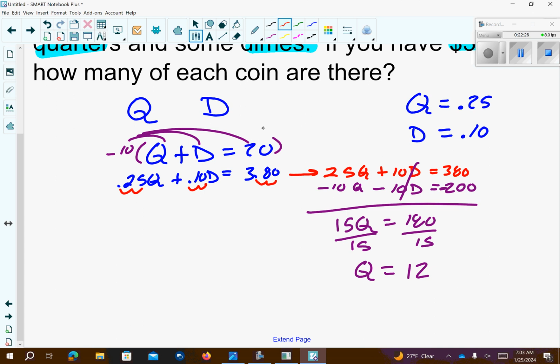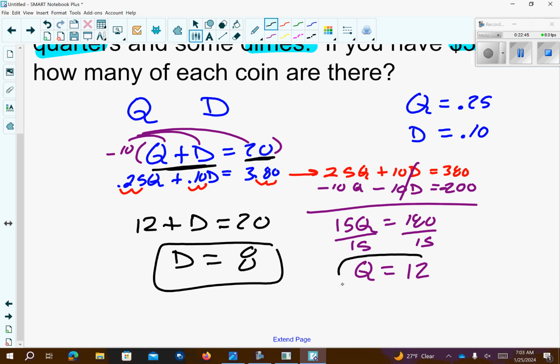Okay, well, if I found 20 coins total, my quarters and dimes give me that, I'm going to go 12 plus D equals 20. Oops, that should have been a D, not a 12 and a 12. Subtract 12 from both sides, so you have 8 dimes. Kind of a goofy problem to think about. Please ask me if you need any help.